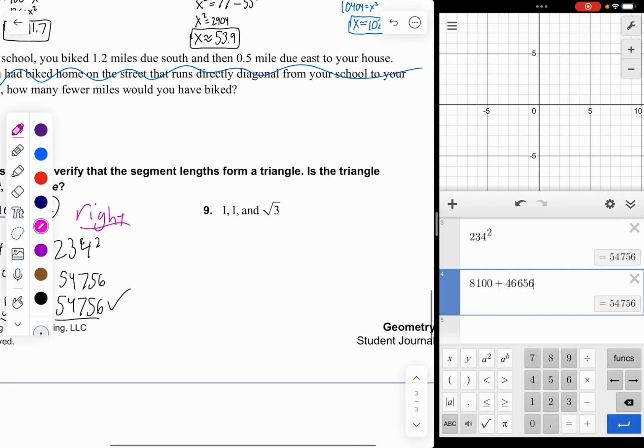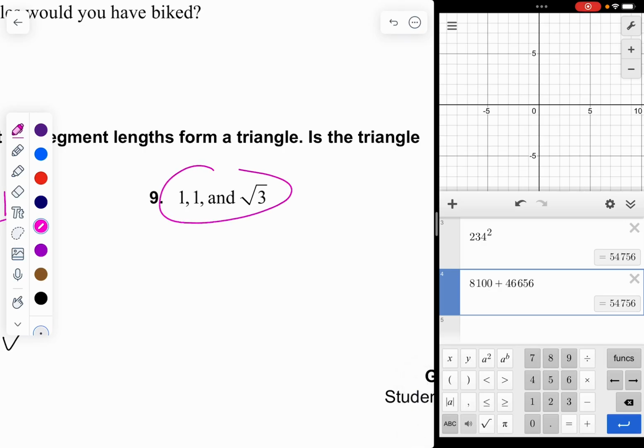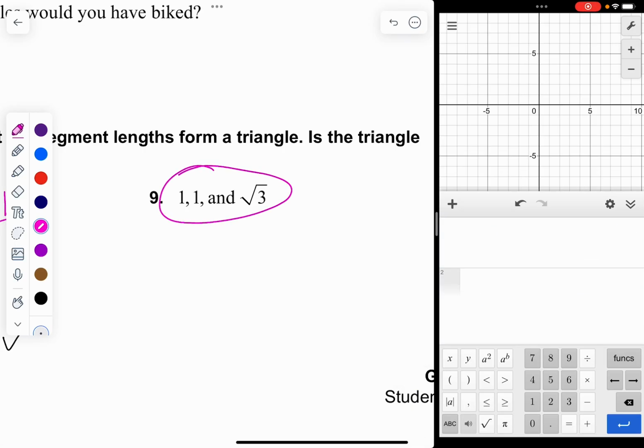All right. And then the last problem on this set for these notes is this one right over here. 1, 1, and radical 3. So which one is going to be the bigger number here? 1, 1, or the square root of 3? Well, let me put that in the calculator to see what it equals. The square root of 3 is about 1.7, which is bigger than 1 and bigger than 1. That means that number has to be the bigger number.